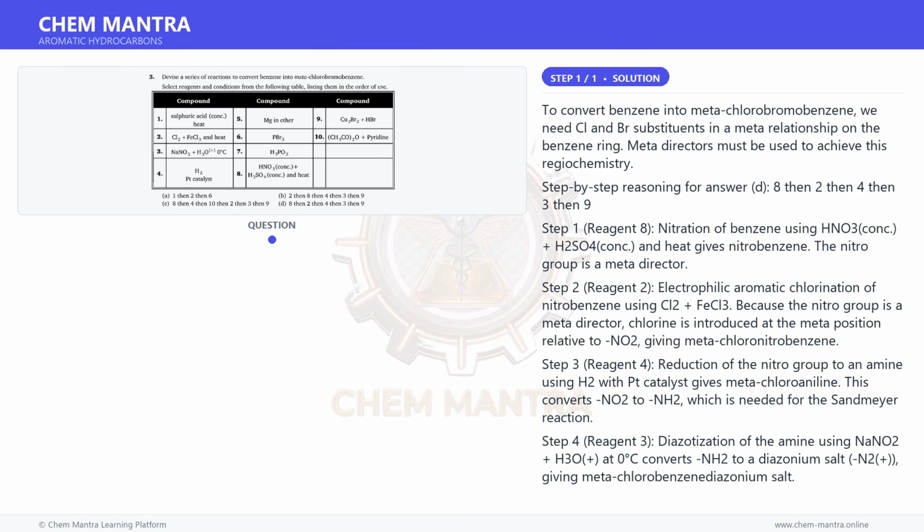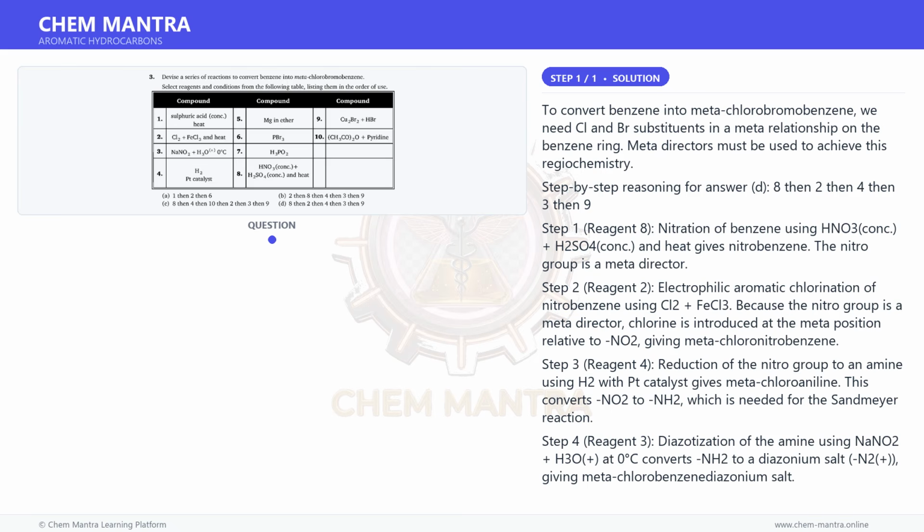Step 2. Reagent 2: electrophilic aromatic chlorination of nitrobenzene using Cl2 plus FeCl3. Because the nitro group is a meta-director, chlorine is introduced at the meta position relative to NO2, giving meta-chloronitrobenzene.